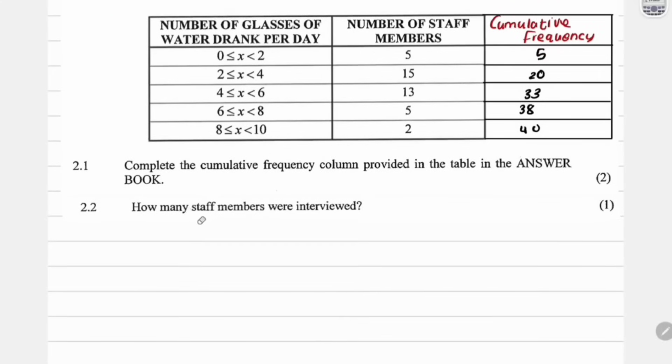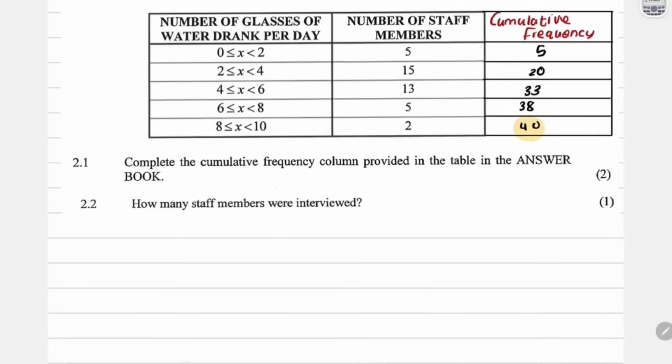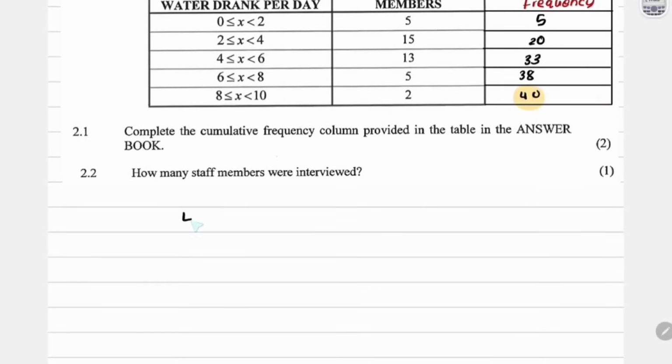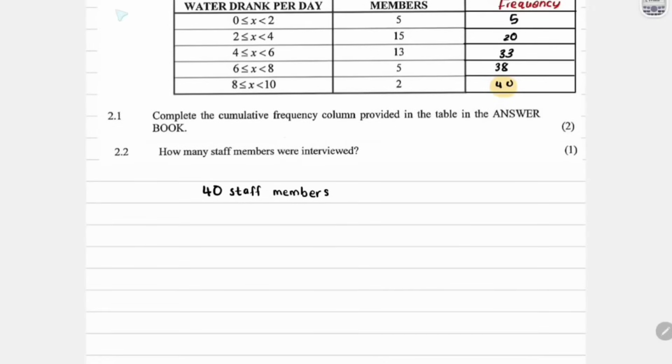And 2.2 says, how many staff members were interviewed? So in total, how many staff members did we have in this study? There were a total of 40, because now we can see the total number of staff members because we filled the cumulative frequency. So there are 40 staff members. Okay, moving on to the next question.